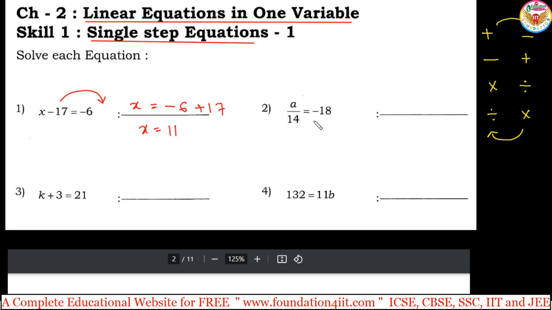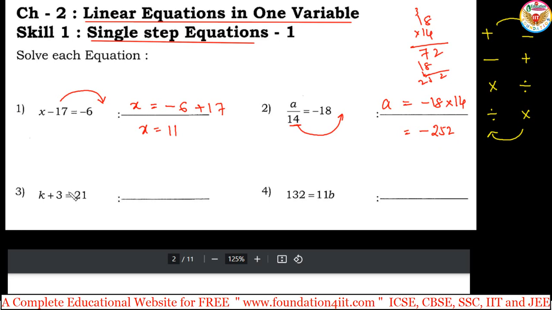In the same way, division becomes multiplication, right? A divided by 14: 14 is dividing A. So keep the equal symbol and write minus 18. Division becomes multiplication, and it is multiplying by 14. A is equal to minus 18 into 14. Minus into plus is minus. Now multiply 18 with 14: 4 8s are 32, 4 times 1 is 4 plus 3, 7. Next, 1 times 18 is 18. Finally 252 is the answer.